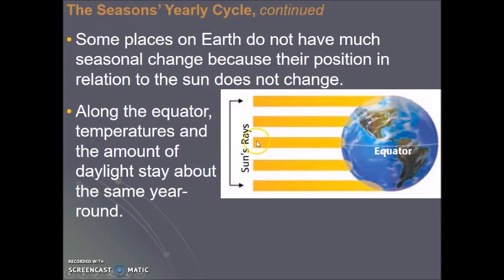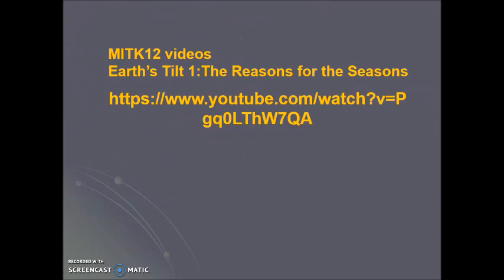However, that same amount of sun rays hitting in the middle of the Earth are spread out a little bit, here and here. And the same amount of sun rays at the poles cover a larger area of the Earth's surface because the Earth is round. So here is a video that'll better describe this interaction.